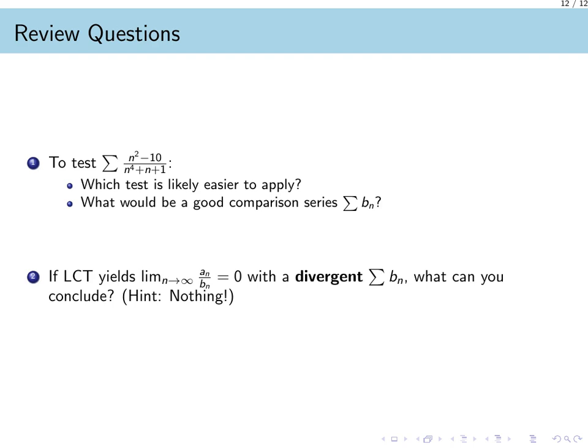You compare your series, the sum of a sub n, with a known divergent series, the sum of b sub n. After taking the limit of the ratio a sub n over b sub n, you find that the result is 0. What can you conclude about the convergence of the sum of a sub n in this specific case? And what is the reasoning? Refer back to the formal statement of the limit comparison test to see which part applies. Take a moment to pause and think through your answers to these two problems.